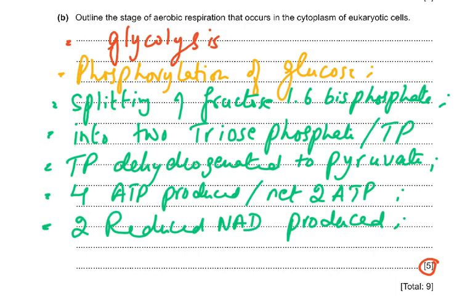So 7 mark scheme points, and any 5 of these: glycolysis, phosphorylation of glucose, splitting of fructose 1,6-bisphosphate into 2 triose phosphates, triose phosphate dehydrogenated to pyruvate, 4 ATP produced and 2 reduced NAD, or you can say NADH, produced. Reduced NAD or NADH is the same thing. Now this was a 9-mark question, a direct question. These are the questions in which you need to score, and you need to score well. So you need to really memorize all these cycles and all the basic steps in respiration and photosynthesis.